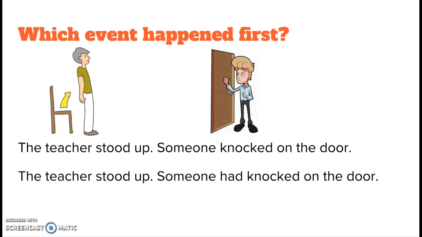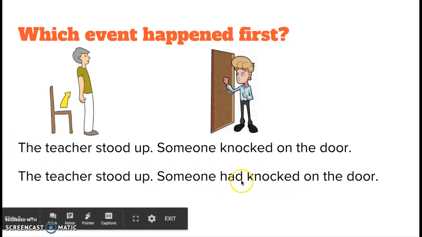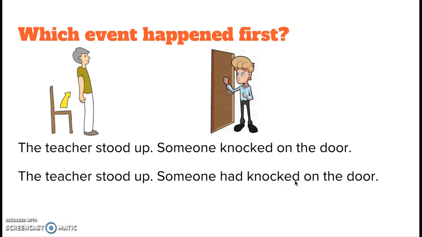But how about in this case? The teacher stood up, someone had knocked on the door. In this case, we have the past perfect. When you see the past perfect, you know that that is the event that happened first.